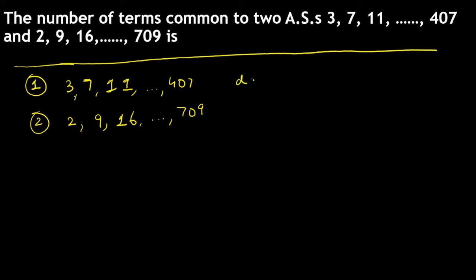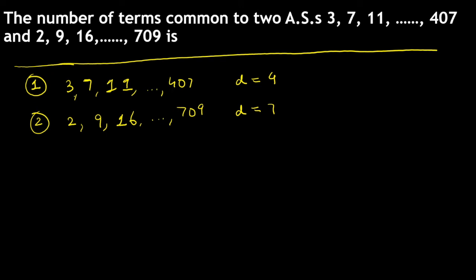In the first sequence, the common difference is 4, and in the second sequence, the common difference is 7, right? So the terms in the first sequence are being incremented by 4 every time. The terms in the second sequence are being incremented by 7 every time, right? Now, what we try to do in this question is find the common terms that lie in both sequences.